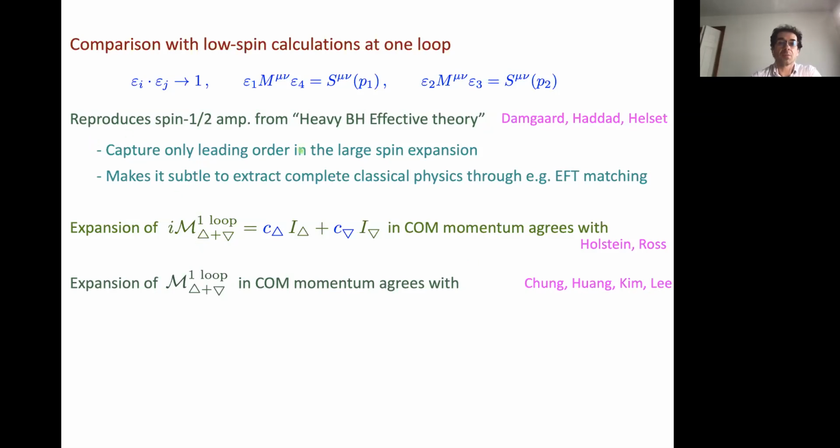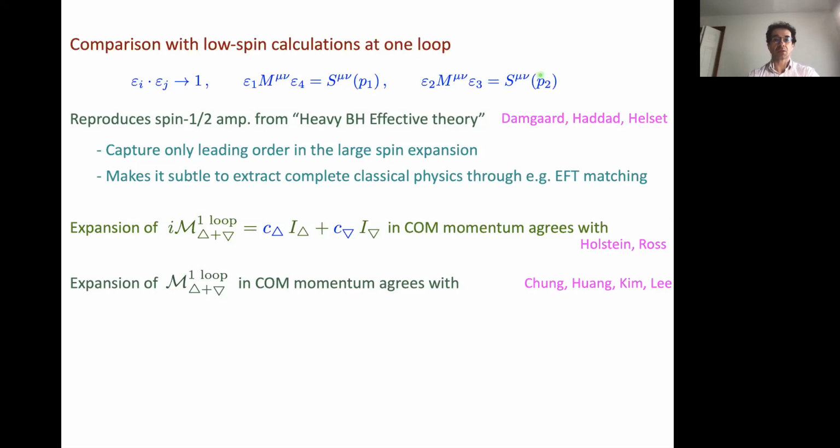And also we can compare with the spin-one-half amplitude computed by Damgaard, Haddad, and Helset in a heavy particle effective theory. So for the comparison, one has to take the product of polarization tensors to be 1 and the expectation value of M to be S. So these are consistent with ours, but they produce a single factor of the spin, and they don't take into account potential subleading terms, which are in fact important if one wants to extract a classical limit.